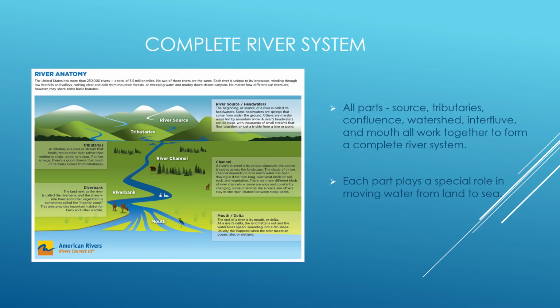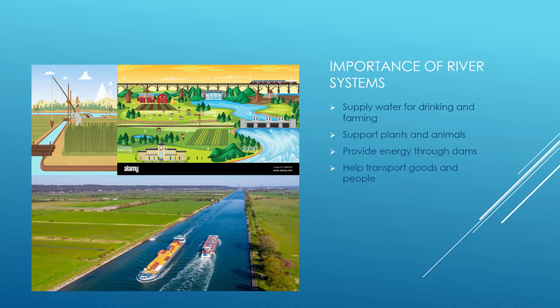So now we look at the complete river system. When we look at the complete river system, we can see that all parts, source, tributaries, confluence, watershed, interfluve and mouth, work together. Water starts at the source, moves through tributaries, joins at confluences, crosses watersheds and interfluves, and finally reaches the mouth. This process shapes the land and supports life along its journey. Every part of the system depends on the others.